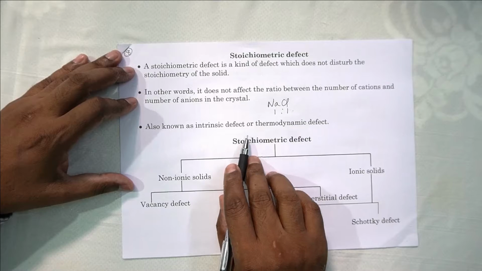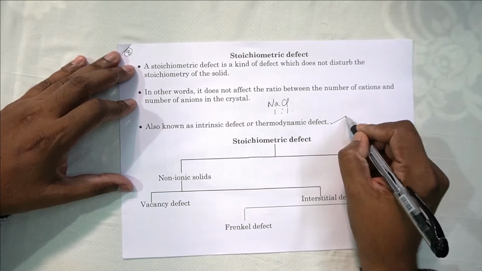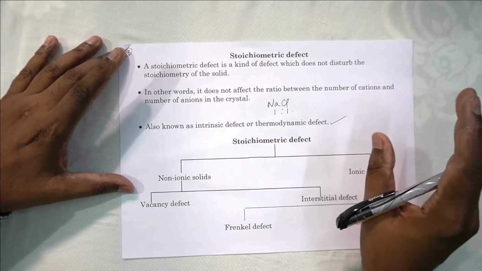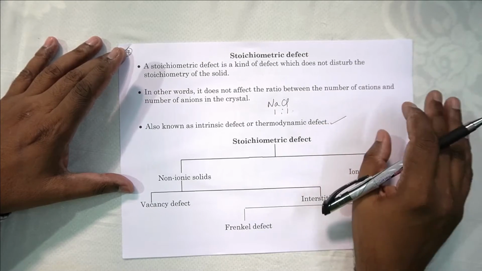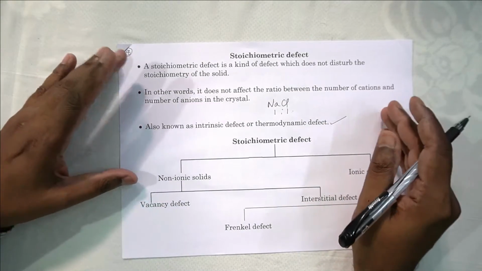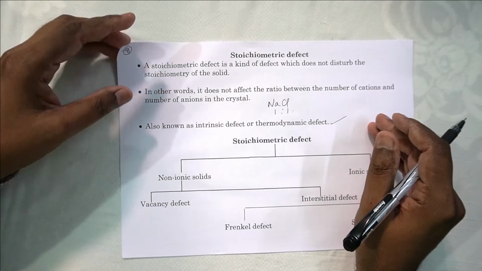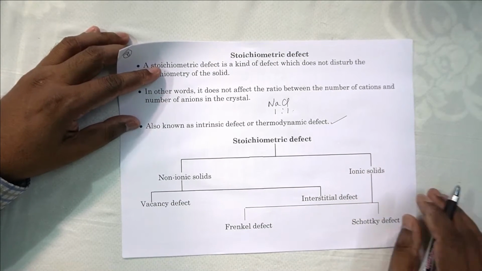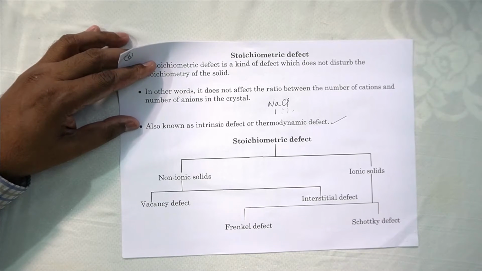It's also known as an intrinsic defect or thermodynamic defect. So, what is a stoichiometric defect? A defect in a crystal which does not disturb the ratio of the number of anions and cations in the solid. That is called a stoichiometric defect, or it is also known as an intrinsic defect or thermodynamic defect.